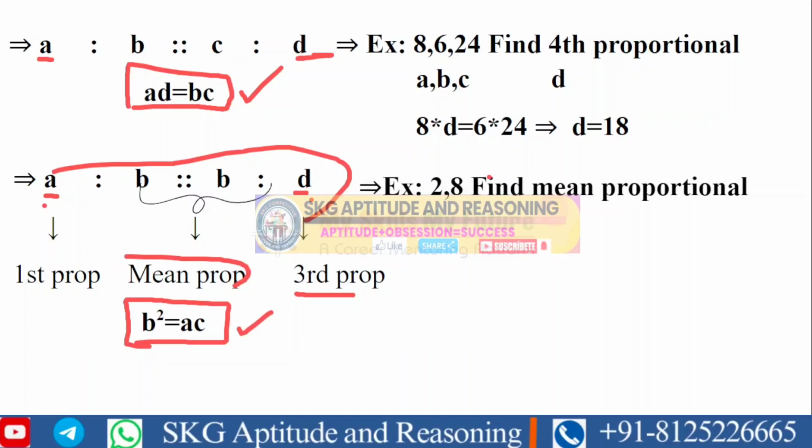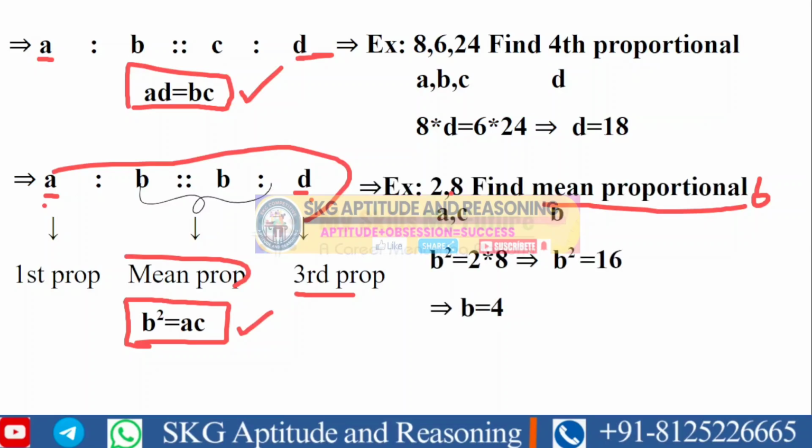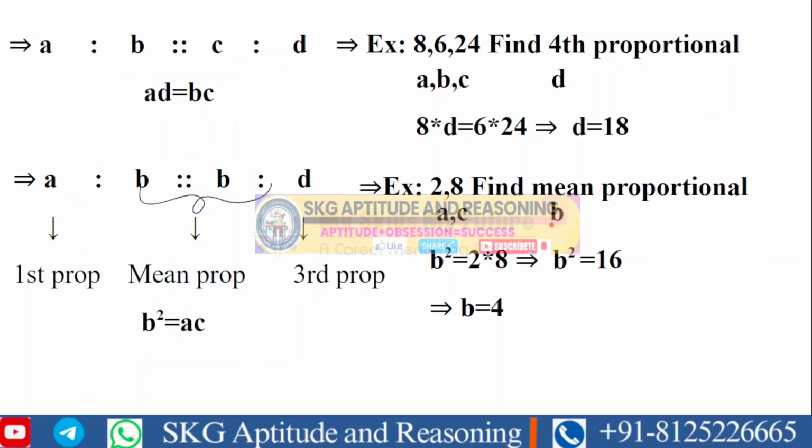Suppose 2 comma 8 is given, then find the mean proportional. Mean proportional means here we need to find the B value. So how can we find it? B is equal to the square root of AC. Here we call 2 as A, 8 as C, and this mean proportional we call as B.